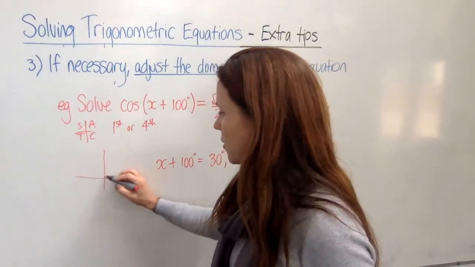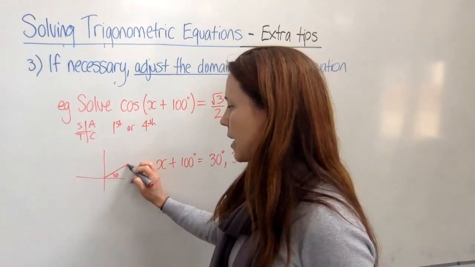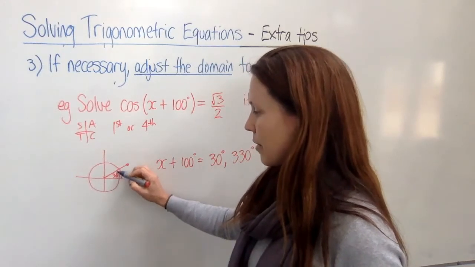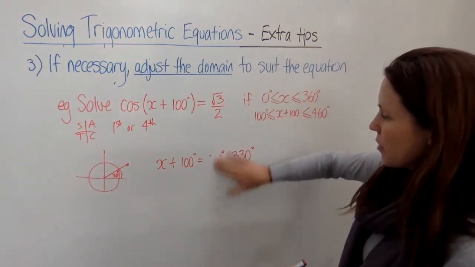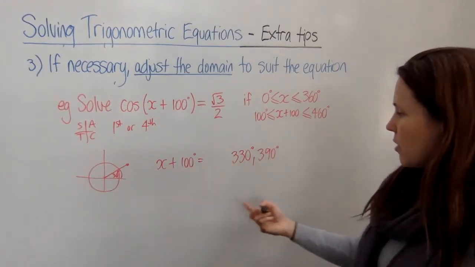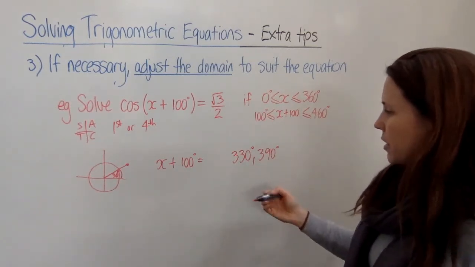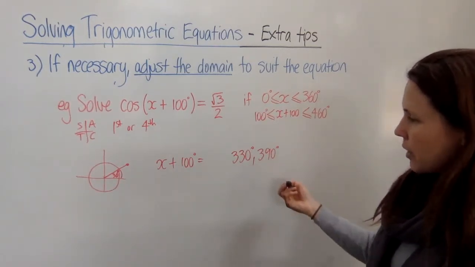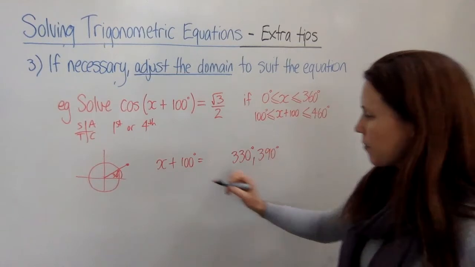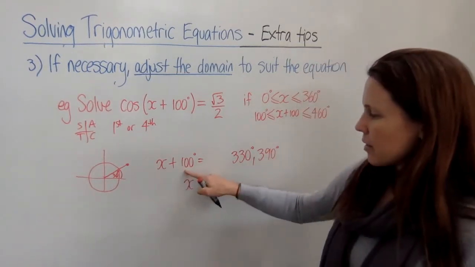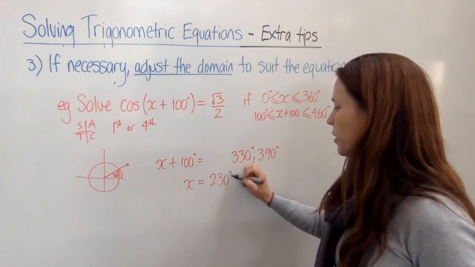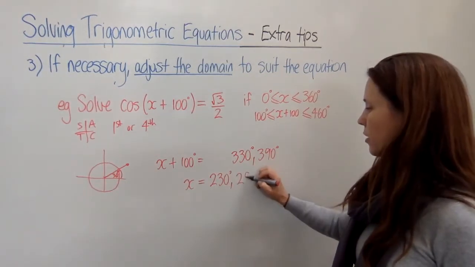Well, think about what 30 degrees looks like. It's a ray that's here, all right? It's exactly the same ray as if I go around a full 360 plus another 30. It's exactly the same as 390. How do I know? Because 30 plus 360 is 390. So now I have these 2 answers. All right, they sit between the domain that I want for x plus 100, and they're both happy in there. So how do I find x then? Well, what have I done to this side? I've subtracted 100. So to this side I need to subtract 100. So that gives me 230 degrees and 290 degrees.